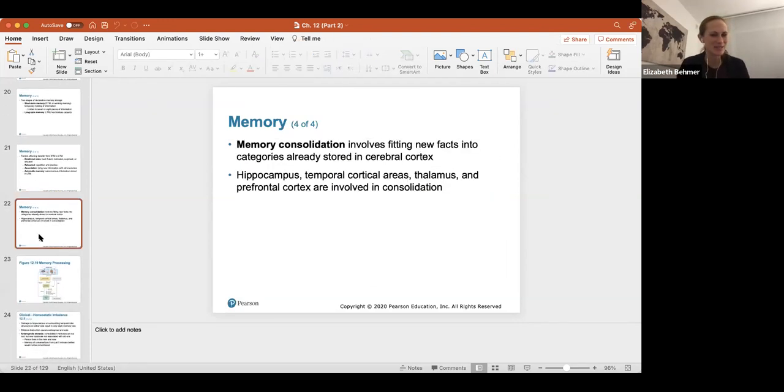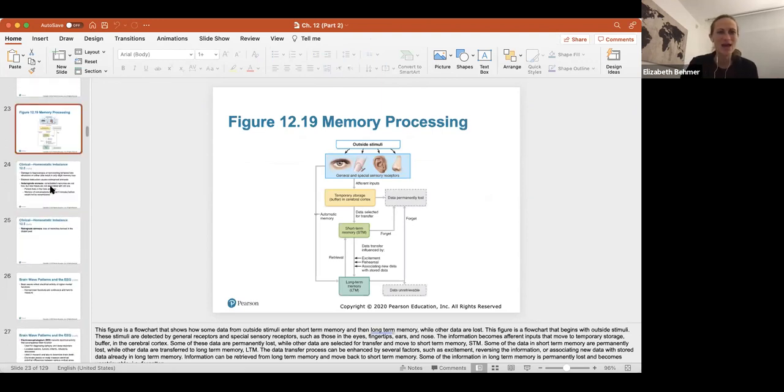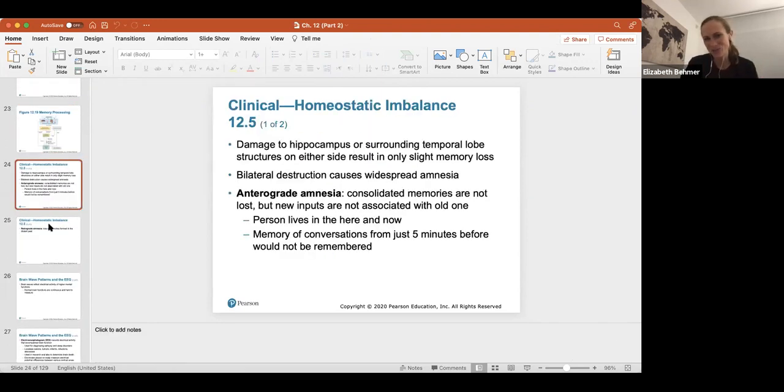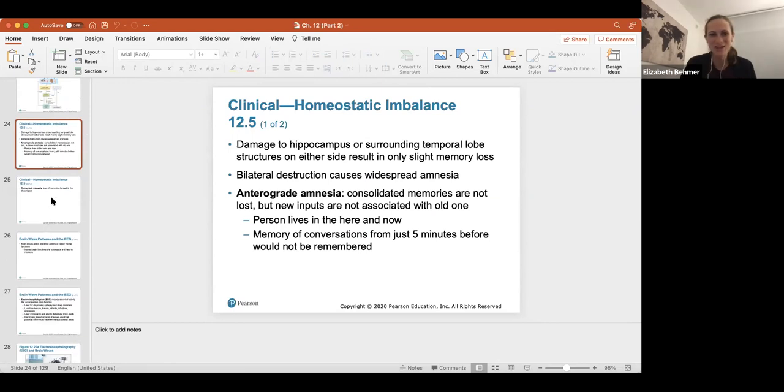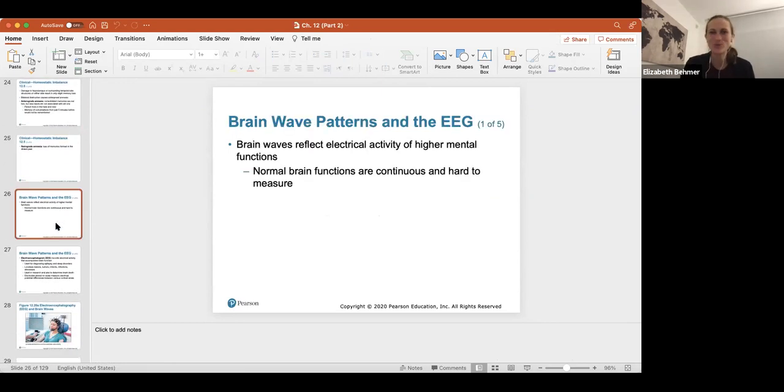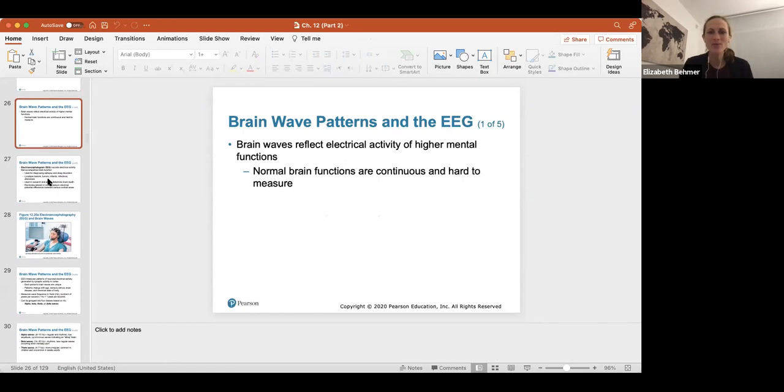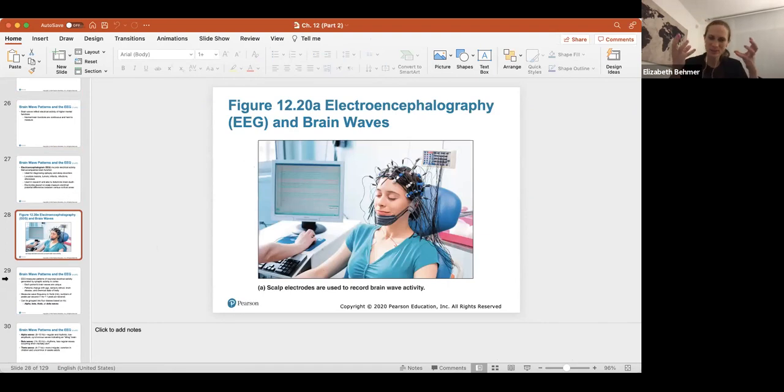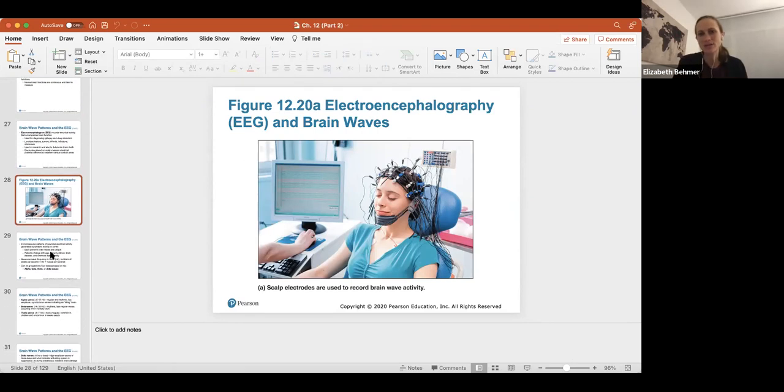Again, I include these slides because some of it is interesting to go through, but I don't ask too many questions about memory. There's amnesia, which I'll let you read through as well. We're able to detect brain waves, which reflect the electrical activity of higher mental functions. We do that by putting electrodes on someone's scalp to measure their brain wave activity. This is called an electroencephalogram. And in some labs, we would be able to do this in person.